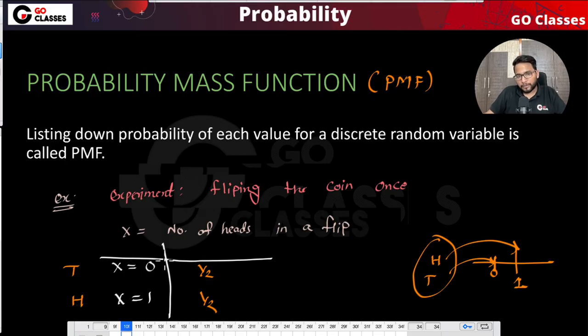So you have now your PMF ready, which means that if you have probabilities for all the values of x, then this is called probability mass function. You have the probabilities for x equal to 0 also, for x equal to 1 also. Listing the probability of each value of the discrete random variable is called probability mass function, which is PMF. Now let me give you more examples. But before that, one thing you can observe is that the summation of all probabilities should always be 1.